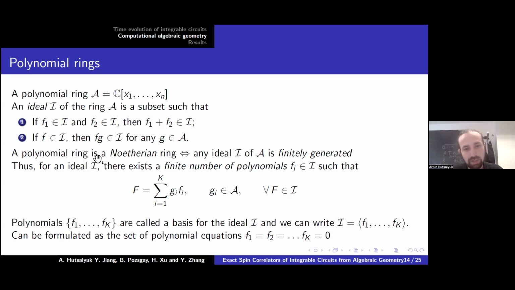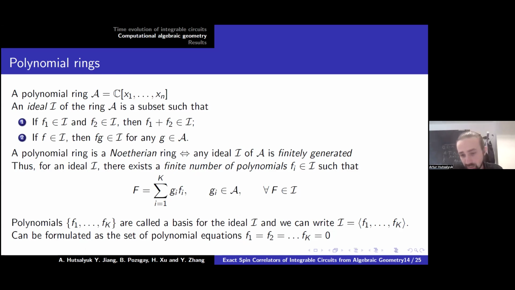If we can find some ideal in our system, then we know that the polynomial ring is a Noetherian ring. So any ideal I of this polynomial ring is finitely generated. What it means is that there is some finite number of polynomials f1, ..., fk in this ideal such that for any function f belonging to the ideal, the following expansion can be made, where the coefficients j are just general polynomials, not from the ideal, that belong to the ring. And this set of polynomials, f1, ..., fk, is called a basis for the ideal, and we can write them in this way.